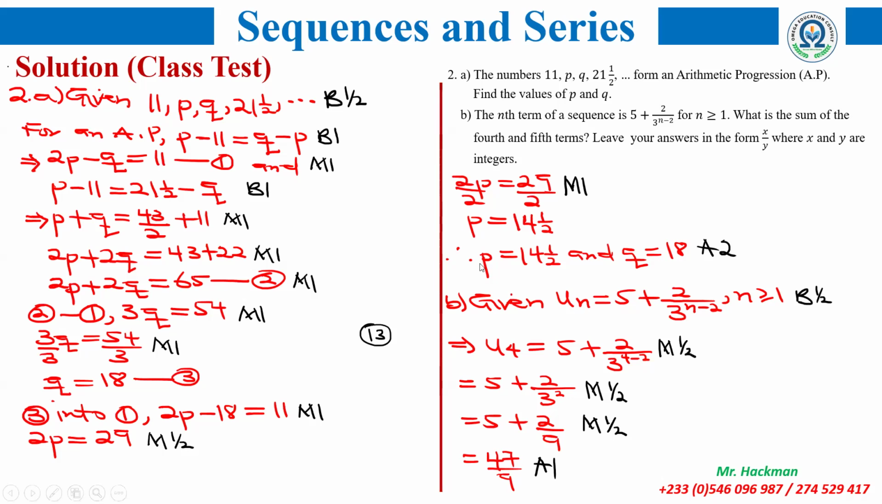So on that note, you don't get the A1 for the P, but you get A1 for the Q. So your conclusion will be A1, not A2. You lose this mark. All correct.